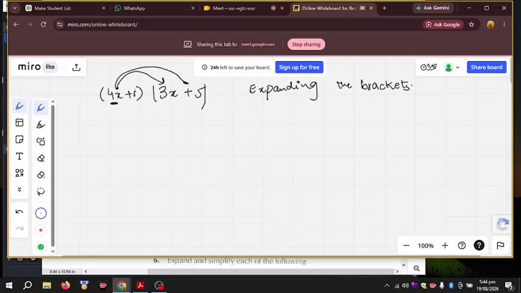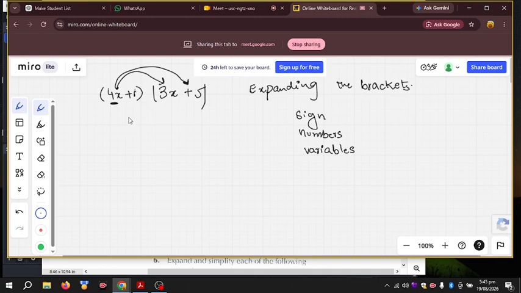And remember the rules of multiplying: first you have to multiply the signs and then you have to multiply the numbers. You have to keep this sequence in mind, and then you have to multiply the variables, right?